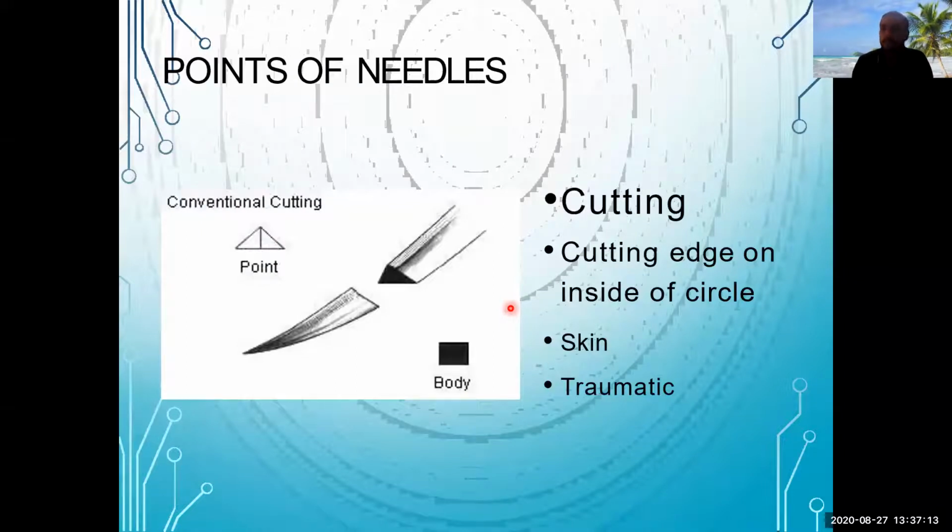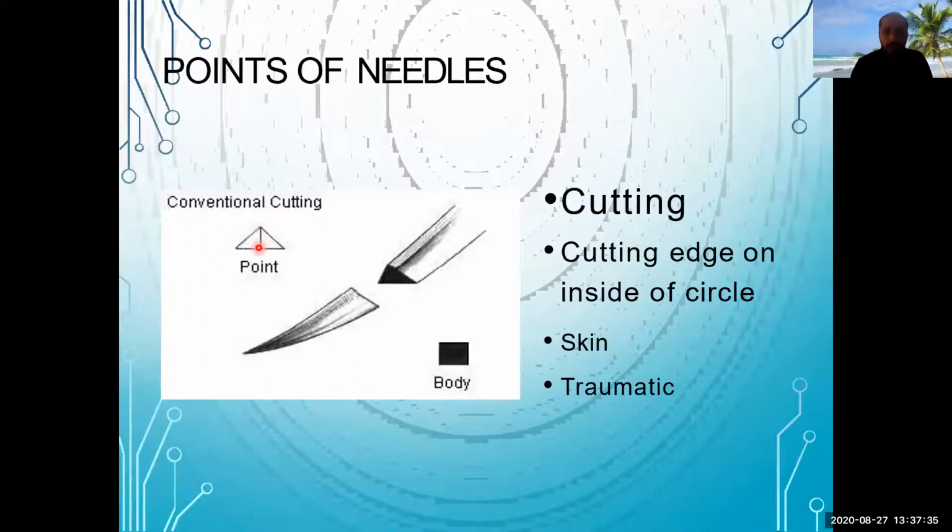Now, depending upon the tip, what are the types? Cutting, reverse cutting, or the round. This is the cutting. What is the benefit? Cutting edge on the inside of the circle. See, the sutures are like this, all the sutures are concave. So the inner part is the cutting edge and the tip is pointed.